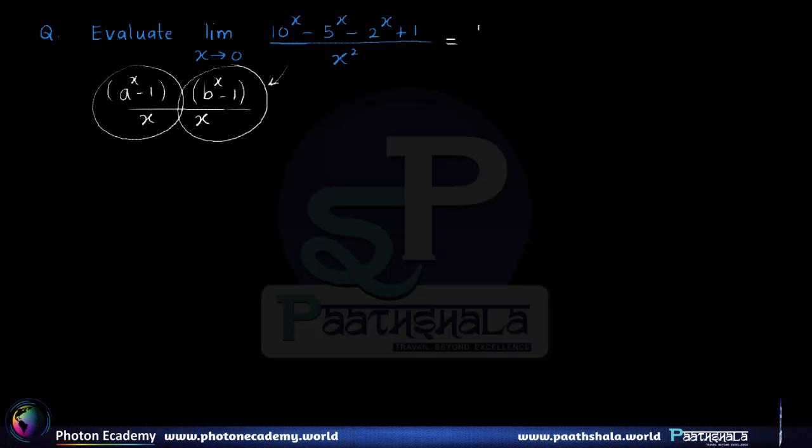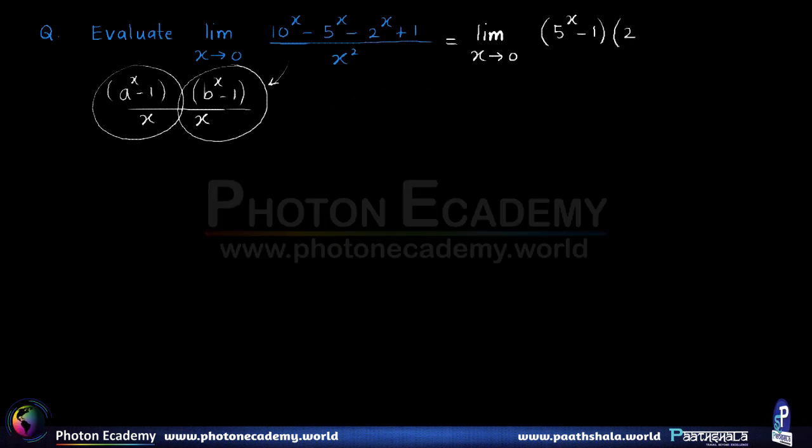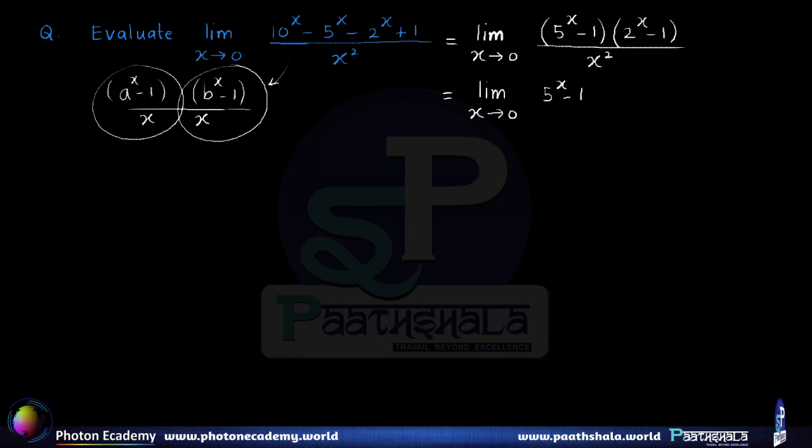So if we observe closely, we will find that it is not difficult to factorize that, and we will get the factors as (5 raised to x minus 1) into (2 raised to x minus 1) whole upon x square. Right? So therefore that is further equal to limit as x tends to 0, we have (5 raised to x minus 1) upon x into (2 raised to x minus 1) upon x.